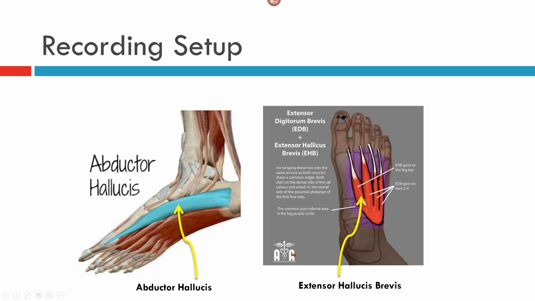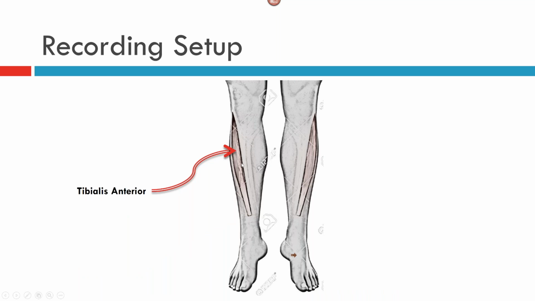So you have to make sure you put the electrode where the arrow is. You're very proximal, you're not distal. Tibialis anterior, again, is right on the tibia. If you go 1 centimeter more lateral, you will be on peroneus longus muscle.